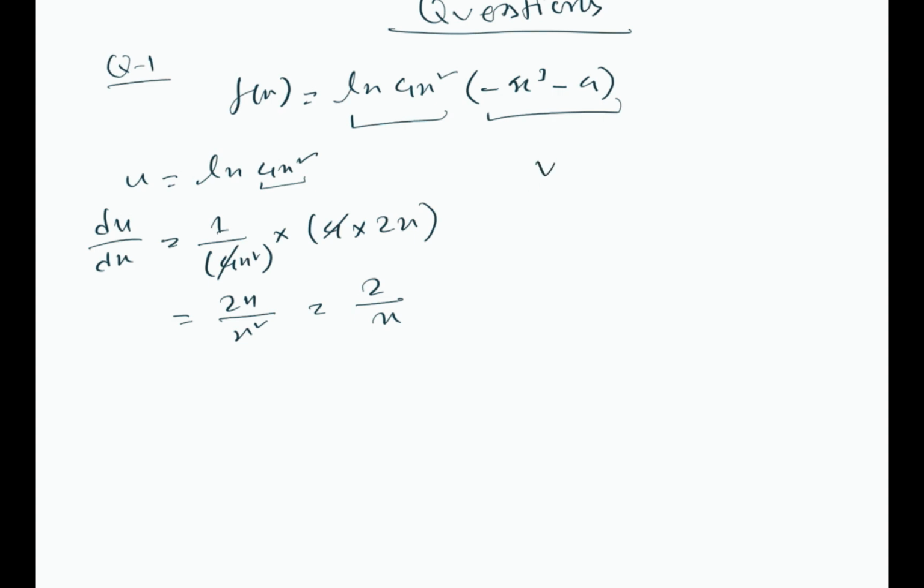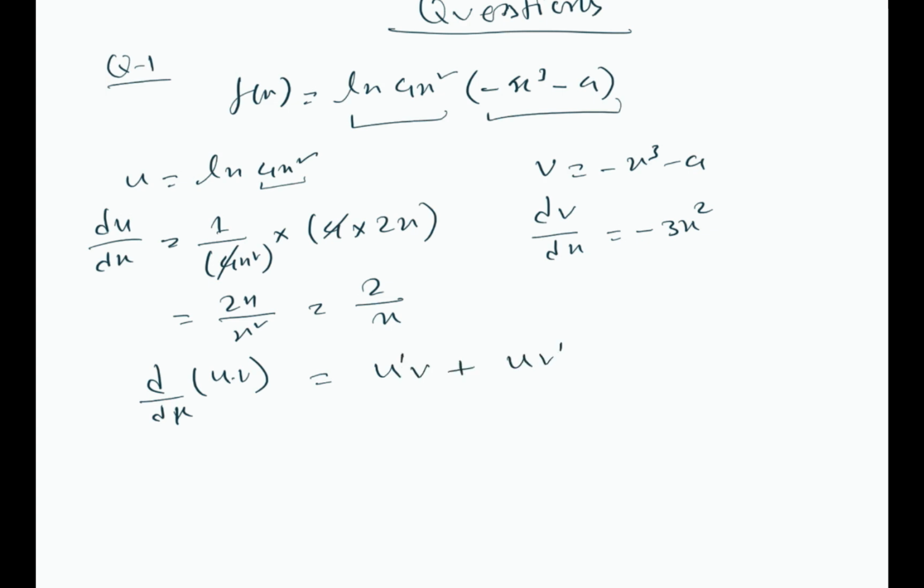We have a common factor, which is x, so we can write 2 over x. Then b is equal to minus x cubed minus 4. So the derivative of b with respect to x would be minus 3x to the power 3 minus 1, which is 2. The derivative of 4, which is a constant, is 0. Okay, so now we can apply the product rule. d/dx of ub is equal to u prime b plus u b prime.